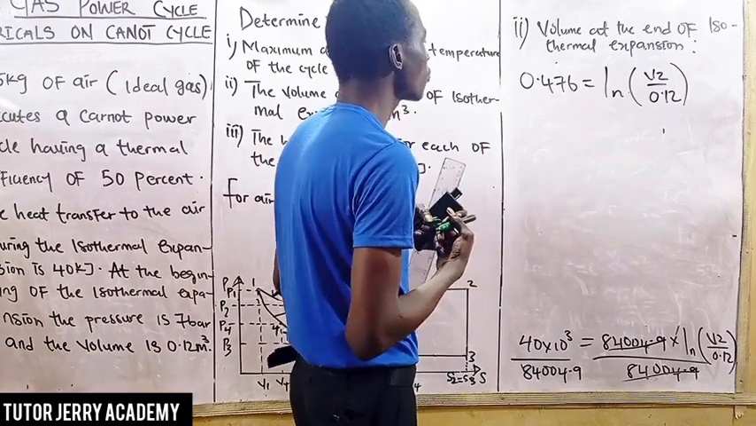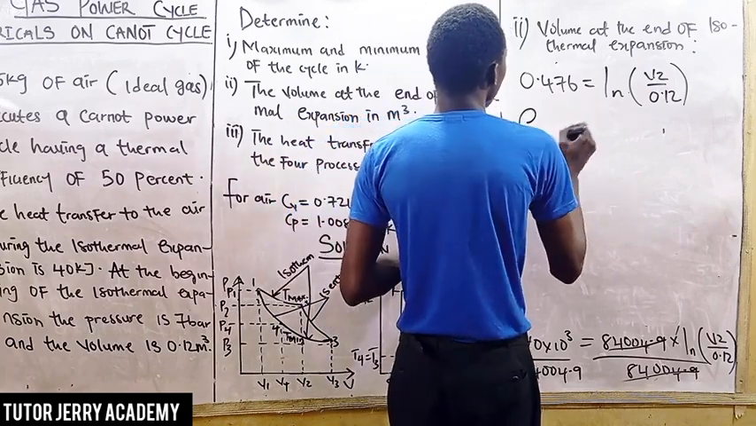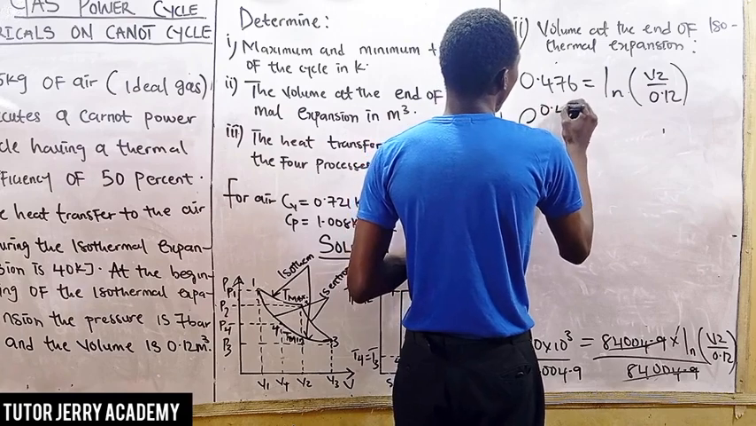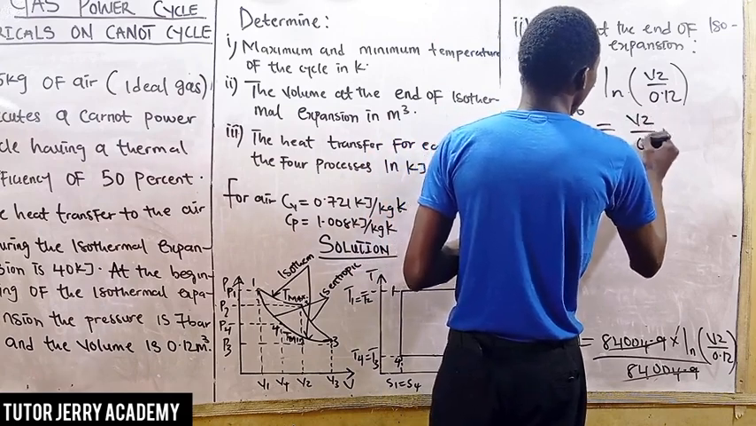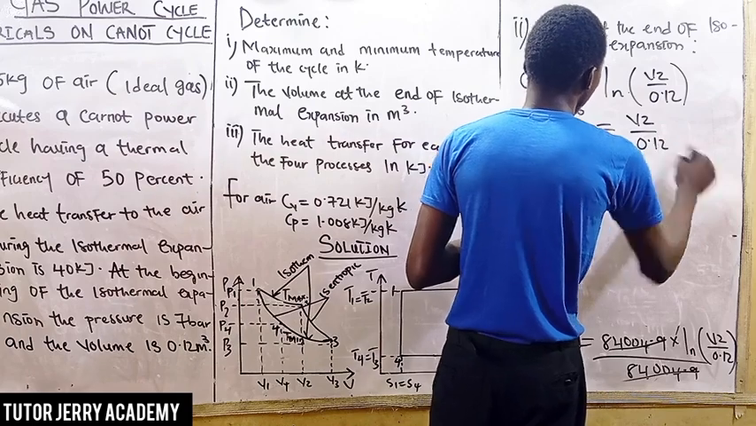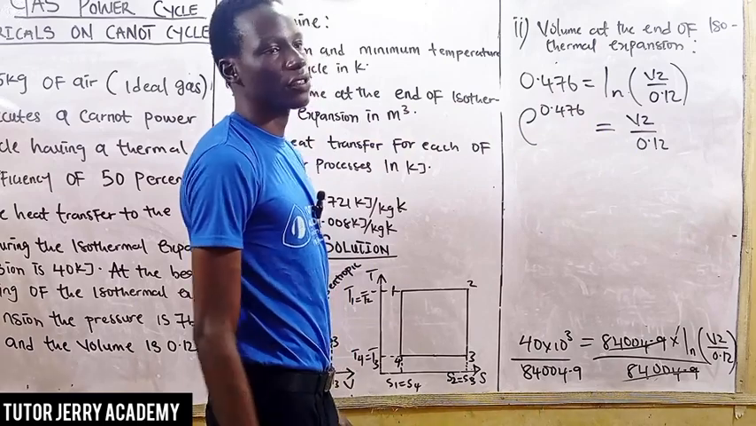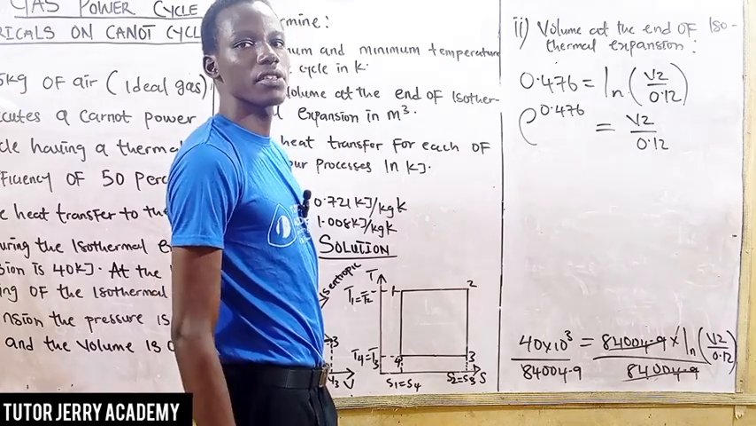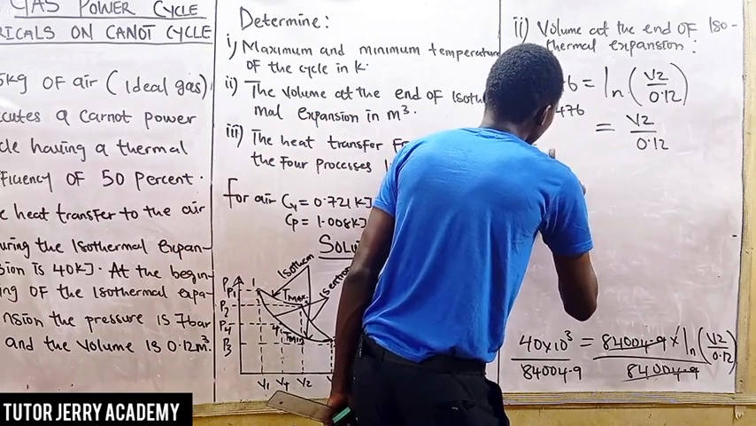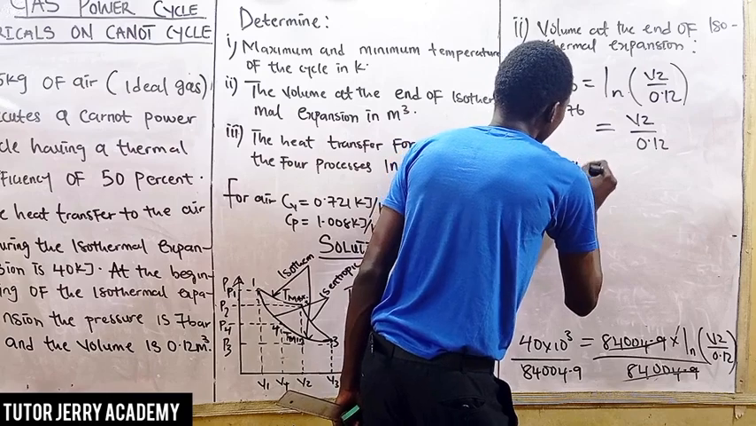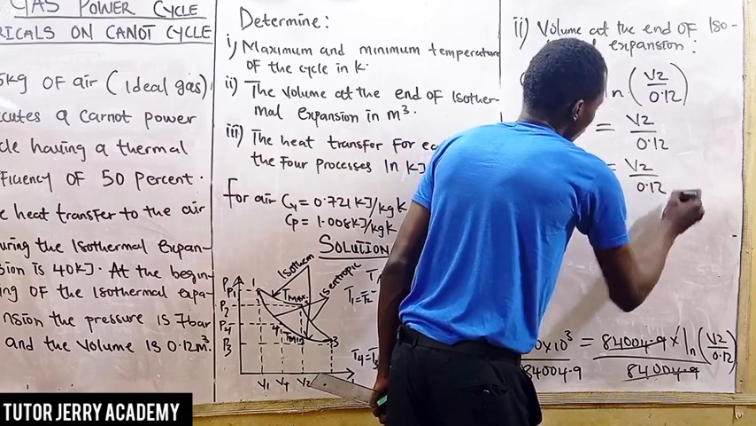Next, what do I do? I'll be taking the natural logarithm of both sides. If I do that, I'm going to be having exponential of 0.476 equals V2 all over 0.12. What is the exponential of 0.476? Press your calculator, you have 1.6096. This will be equal to V2 all over 0.12.